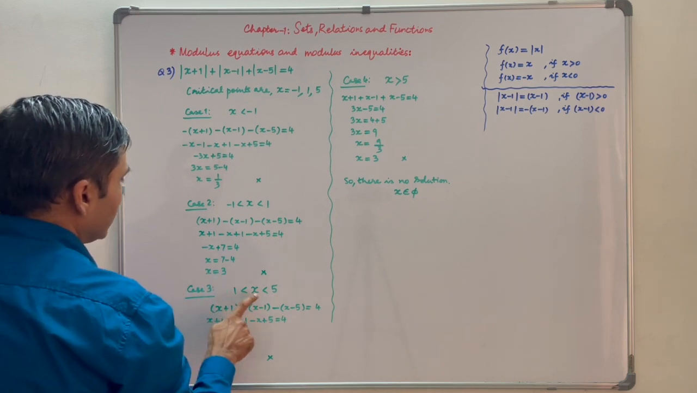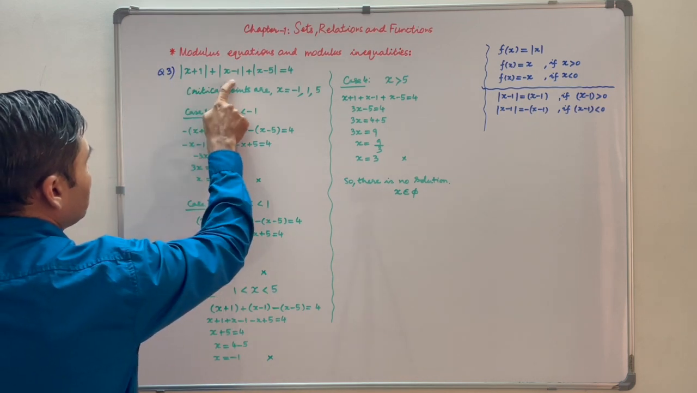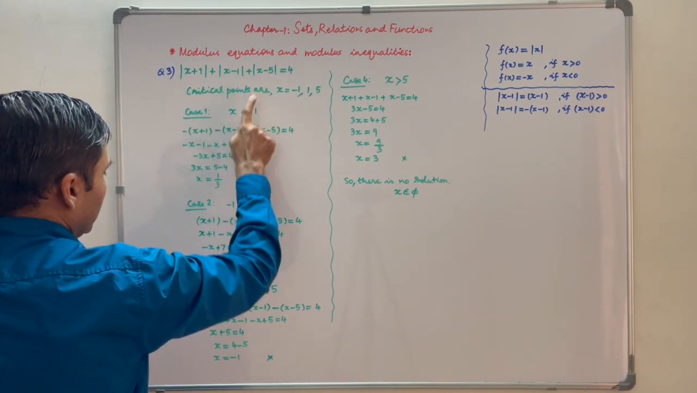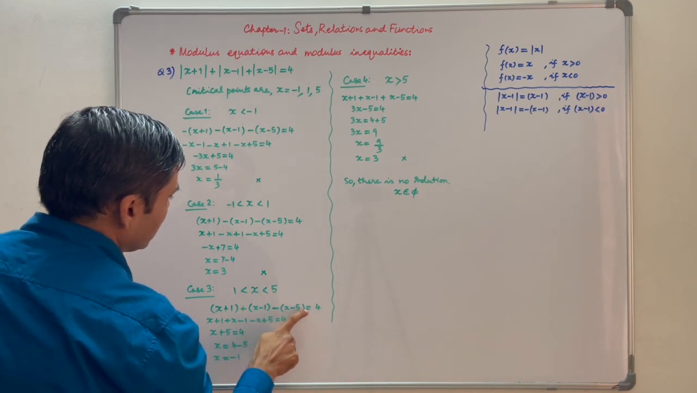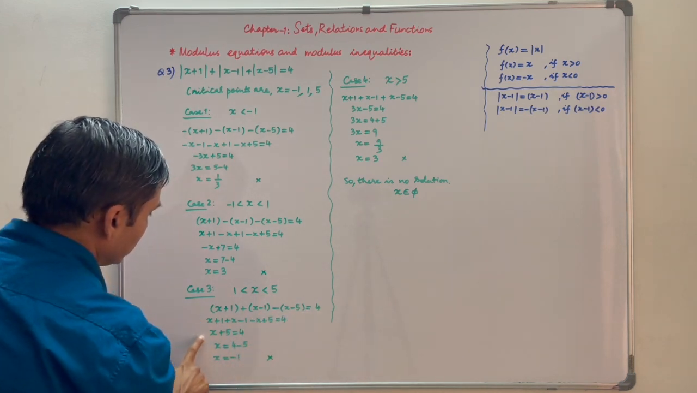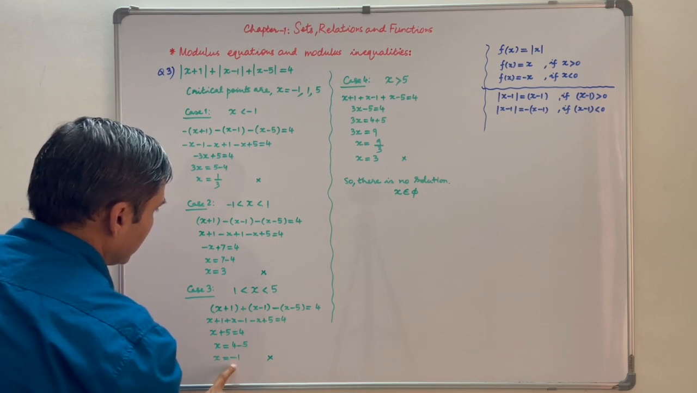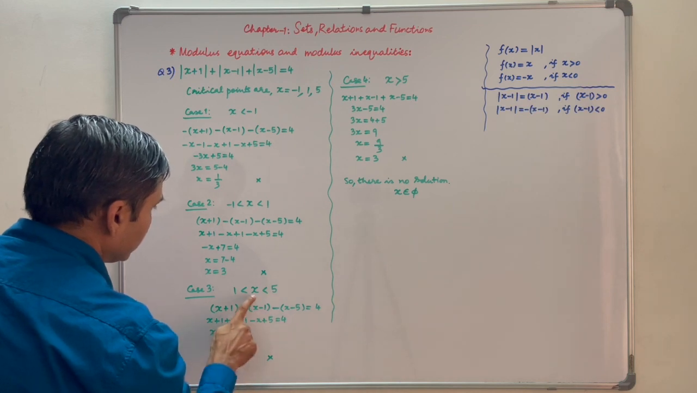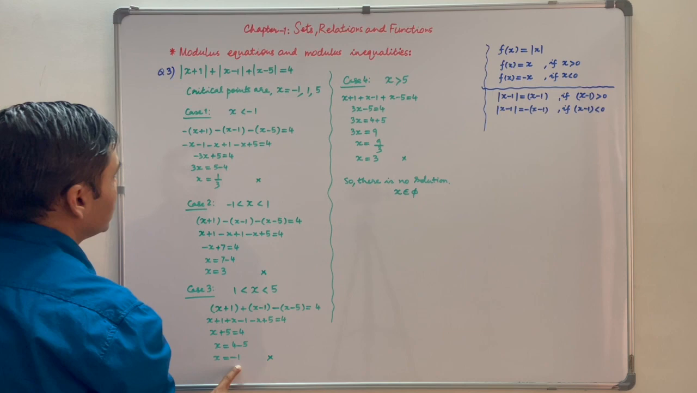Third case, when x lies between 1 to 5. So these two will be positive and this will be negative. So (x + 1) + (x − 1) − (x − 5) = 4. This gives x = −1. Let us check against this condition. So x = −1, whether x lies between 1 to 5? No. So this also is not the solution.